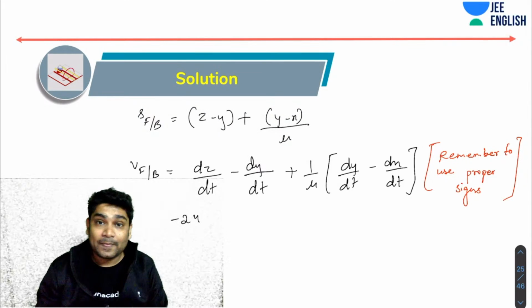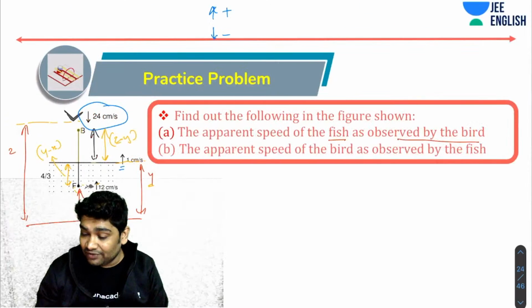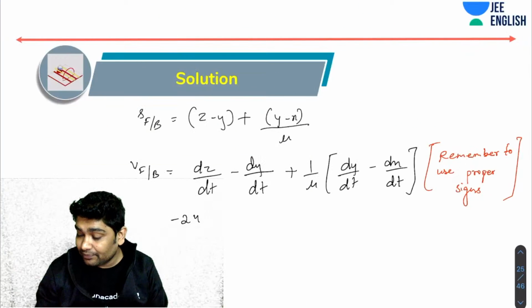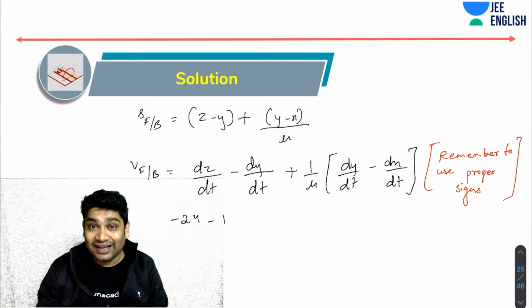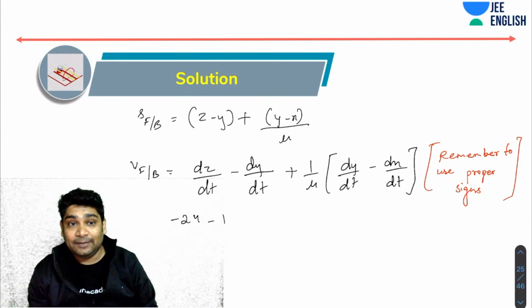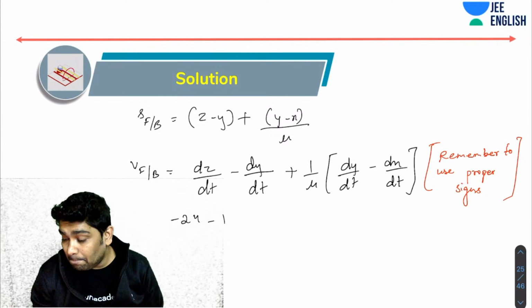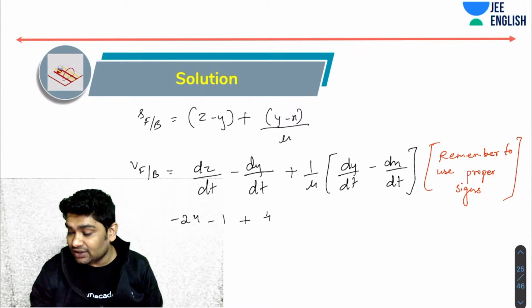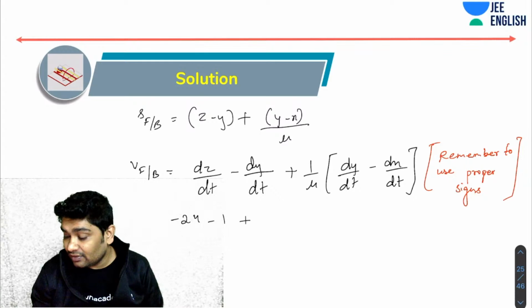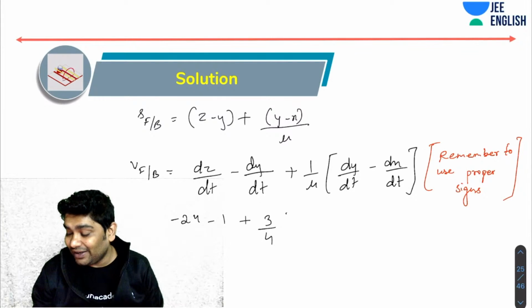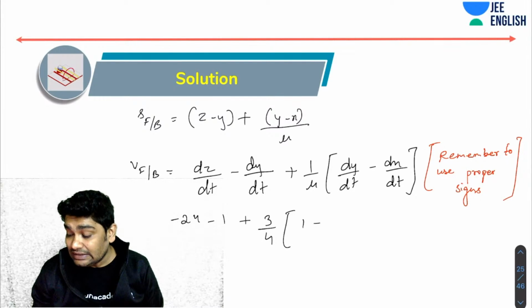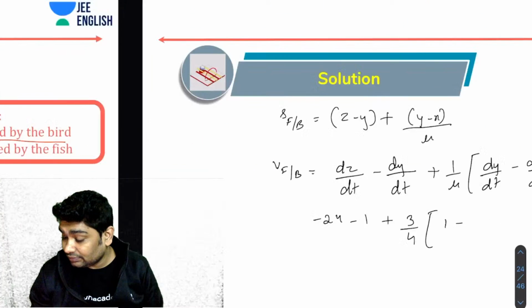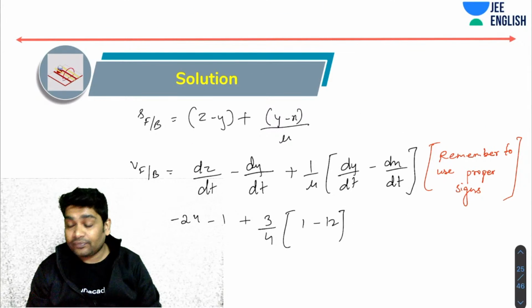So what we will have here is that dz by dt को क्या लिखेंगे हम? -24, ठीक है? -24 लिख दिया, प्लस dy by dt -1, अगेन +1 लिखेंगे, माइनस ऑलरेडी था, ठीक है? प्लस यू हैव 4/3 का 3/4 हो जाएगा, इनवर्स है, 3/4, और ये आया 1 माइनस, ये क्या था? 12, ठीक है भाई?